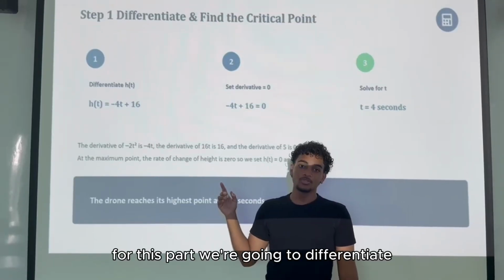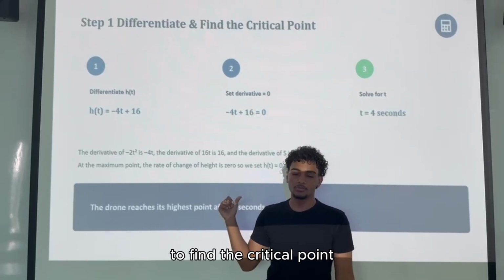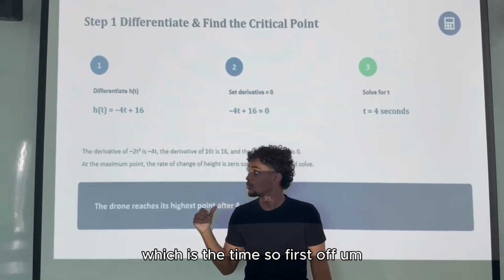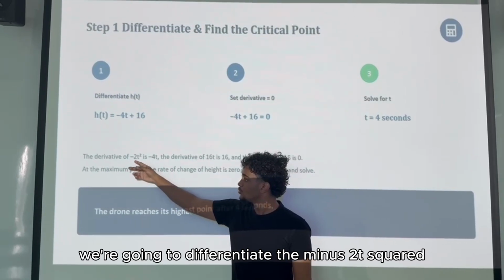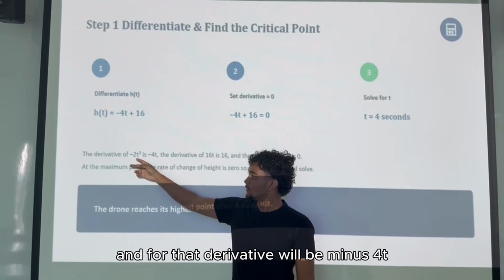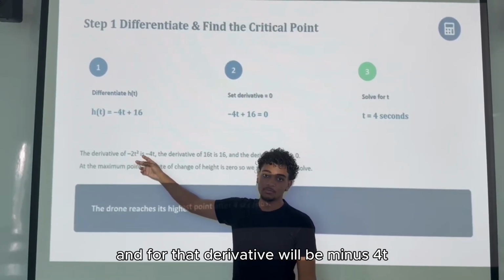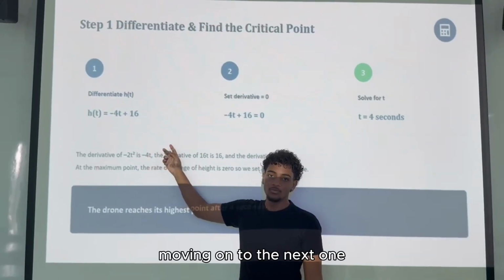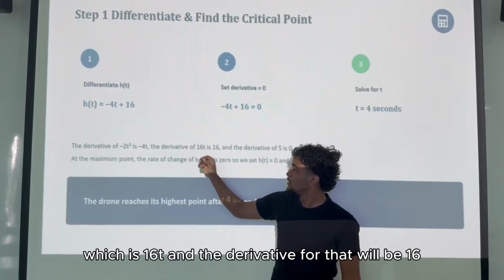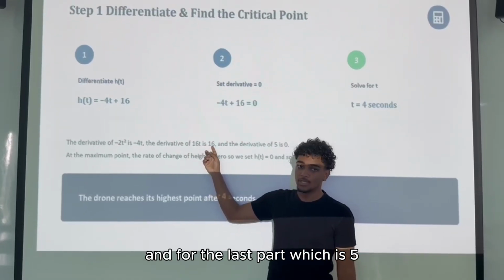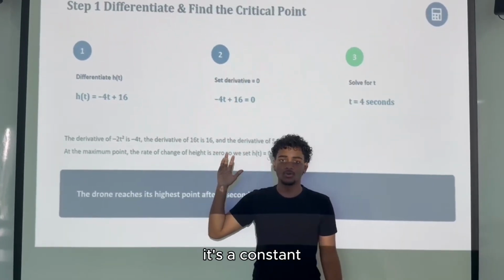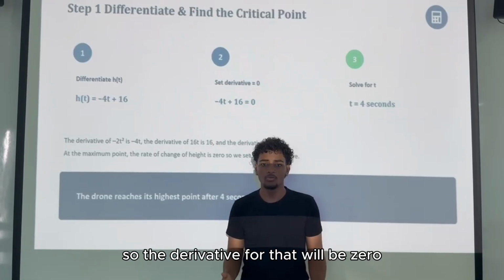For this part, we're going to differentiate to find the critical point, which is the time. First, we differentiate the negative 2t squared, and the derivative would be negative 4t. Moving on to the next one, which is 16t, the derivative for that would be 16. And for the last part, which is 5, it's a constant, so the derivative will be 0.